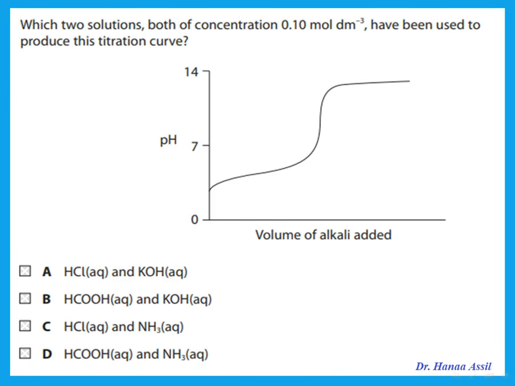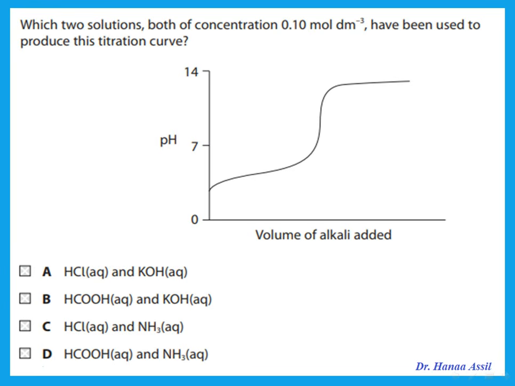This question says which two solutions, both of concentration 0.1 mole per decimeter cubed, have been used to produce this titration curve. So let's take a look at this. We're starting with a low pH, but this is not very low, so it is probably a weak acid, and it goes up to something that's near 14, so that would be a strong base.